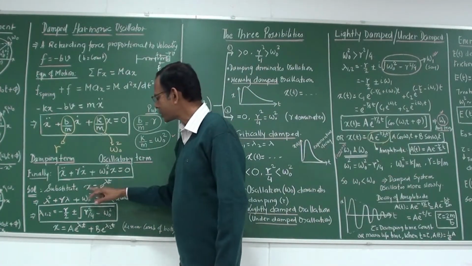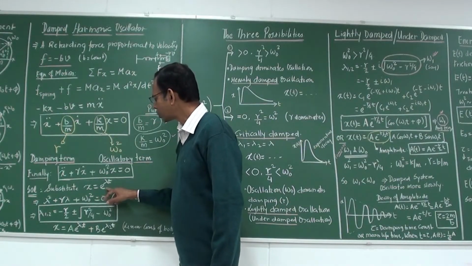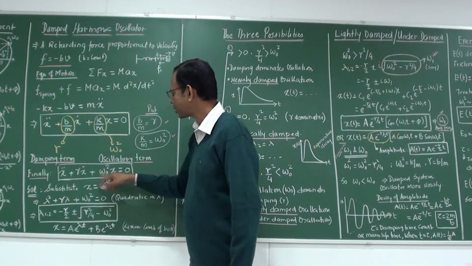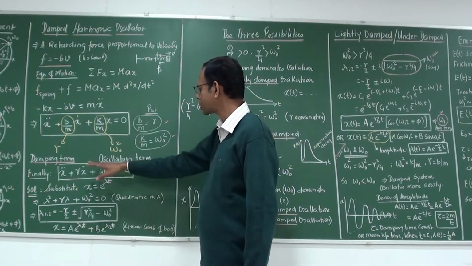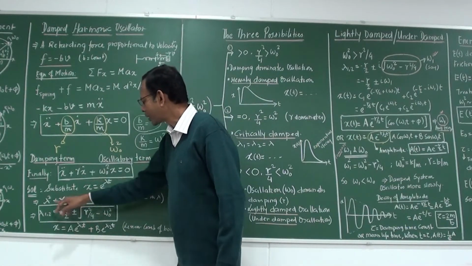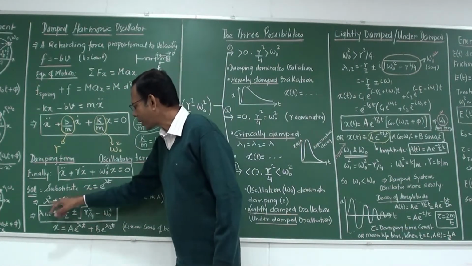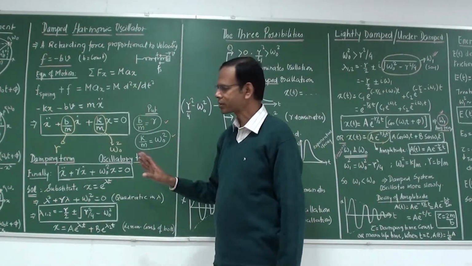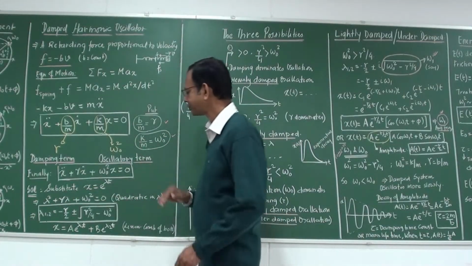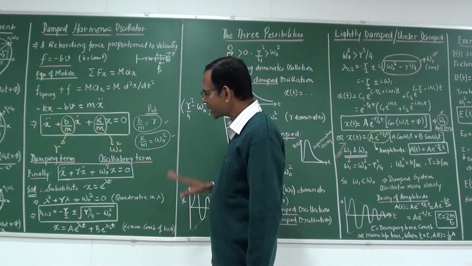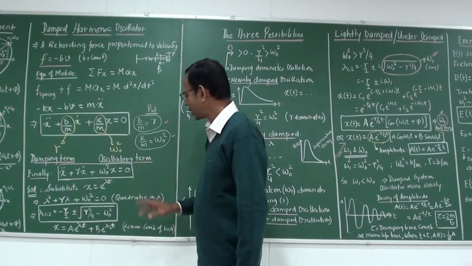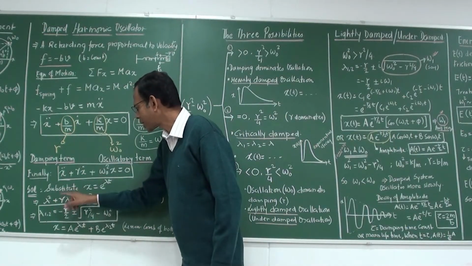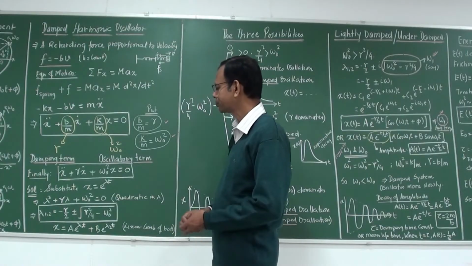One way to solve is to substitute x is equal to e to the power of lambda t. You substitute in x double dot, x dot and x, all these places, and then you cancel. Finally you get this equation, lambda square plus gamma lambda plus omega 0 square is equal to 0, the characteristic equation. As we see, this is a quadratic equation in lambda.